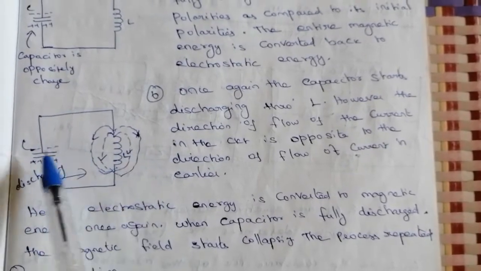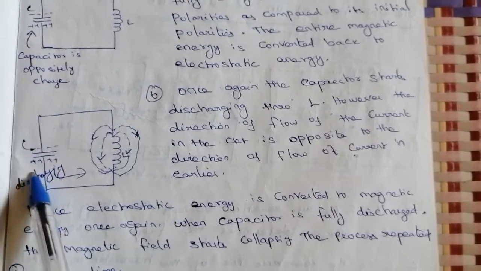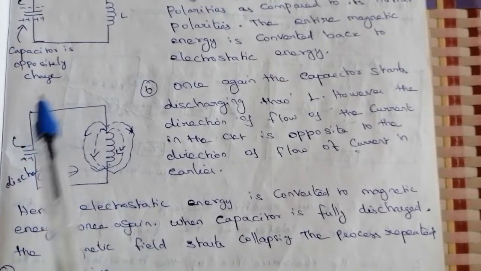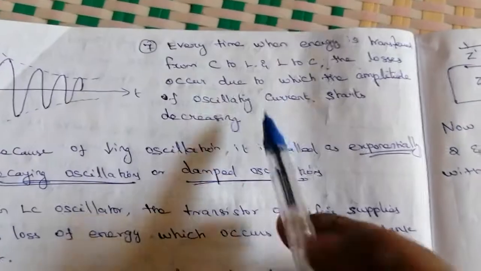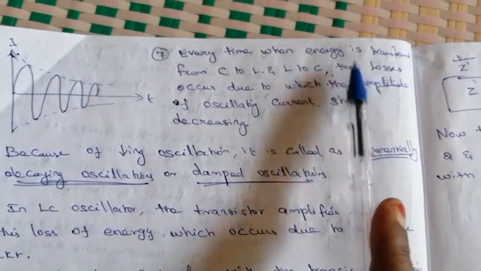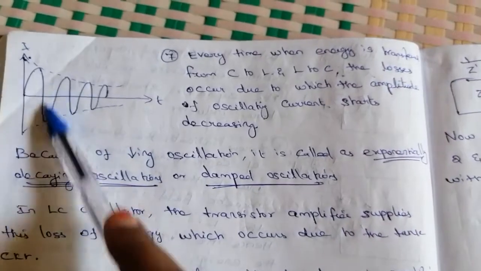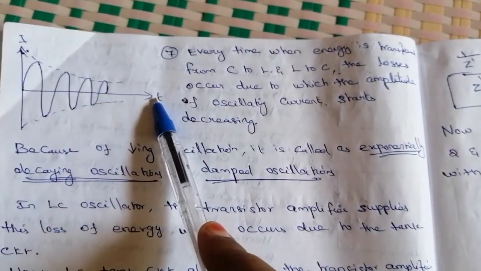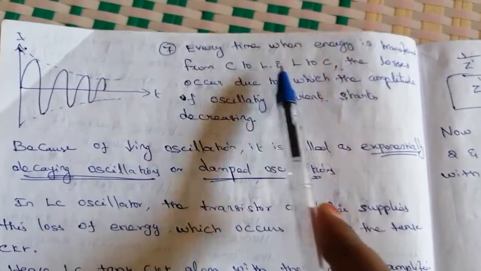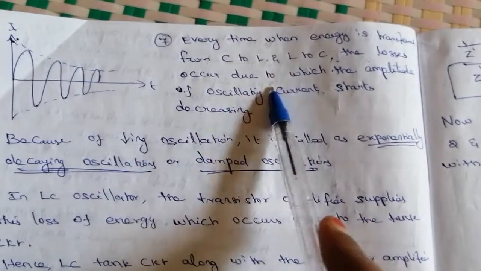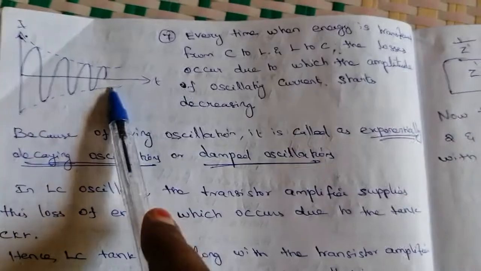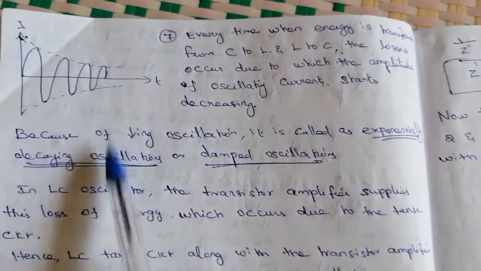That is, the capacitor is charged, then discharged again. Electrostatic energy is converted to magnetic energy, then magnetic energy is converted to electrostatic energy. This process continues repeatedly. Every time energy is transferred from capacitor to inductor and from inductor to capacitor, some losses occur, due to which the amplitude of the oscillating current starts decreasing. Because of the decreasing oscillations, it is called exponentially decaying oscillations or damped oscillations.